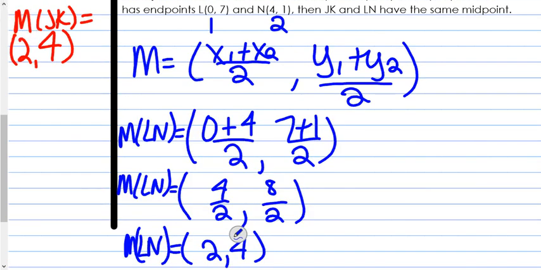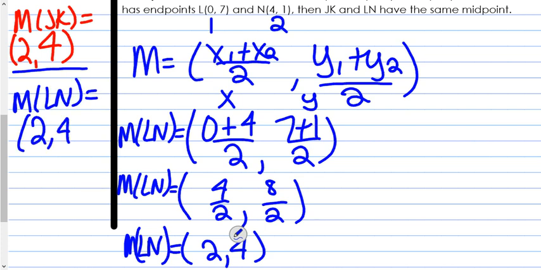Okay, so hopefully you plugged in the numbers 0 plus 4 over 2 for the x-coordinates, and 7 plus 1 over 2 for the y-coordinates. And then when you solve, you have 4 over 2, 8 over 2, and then reduce down to 2, 4. And I realized when I was doing this that I actually forgot to write the entire coordinates for the midpoint of JK. My apologies. The midpoint of JK was 2, 4. So the midpoint of LN is also 2, 4. So do they have the same midpoint? Yes, they do. So our answer would be true.